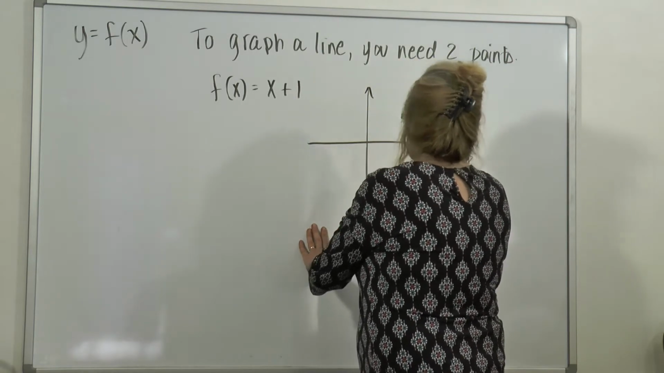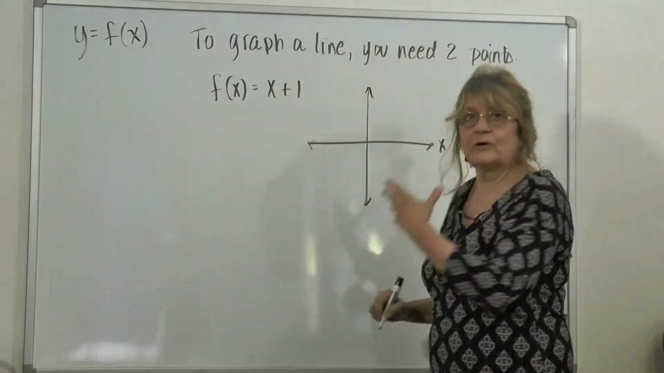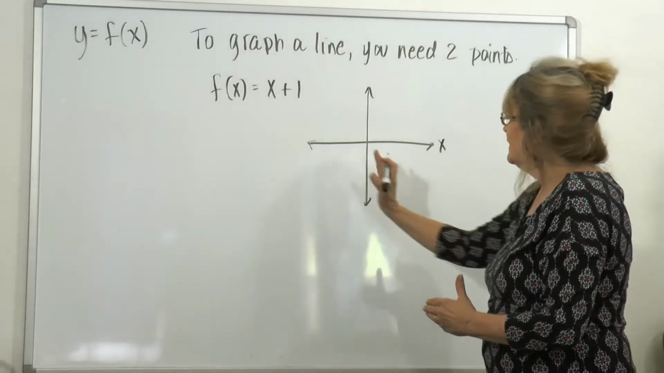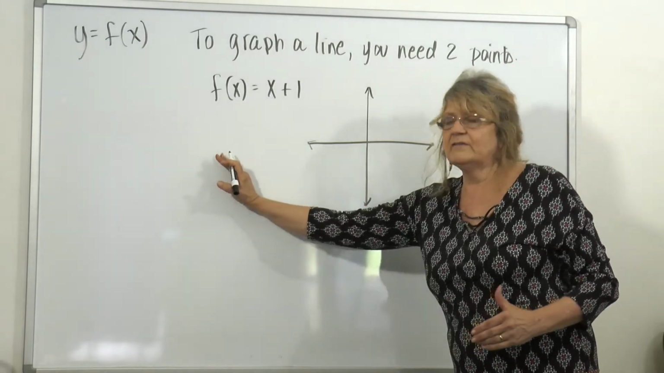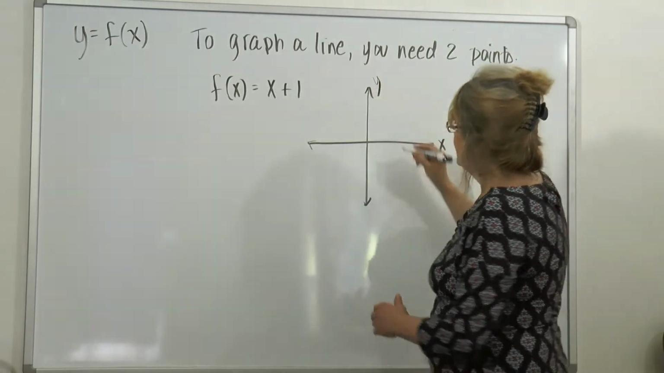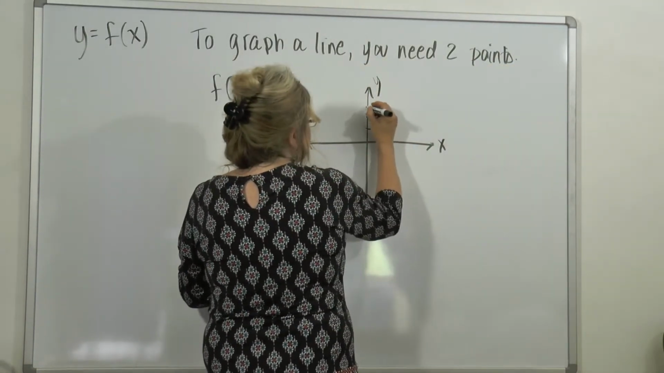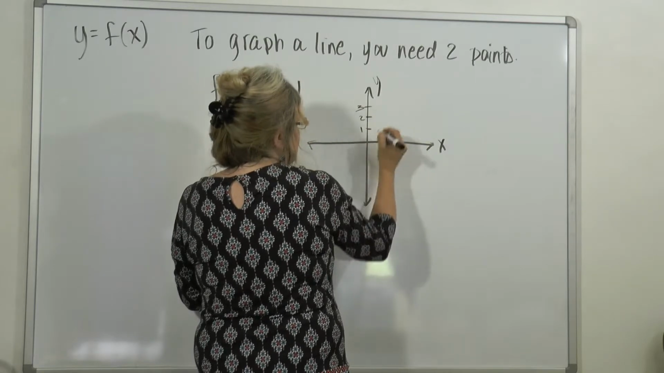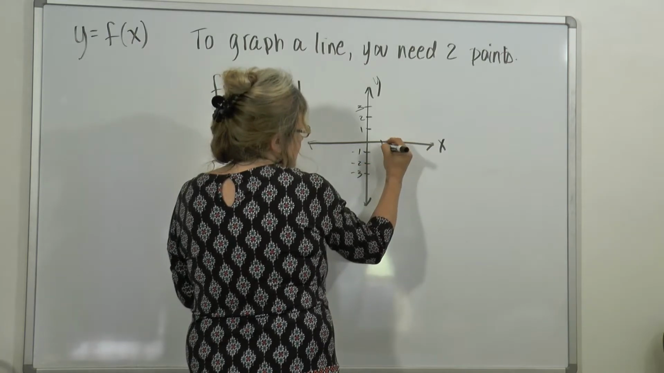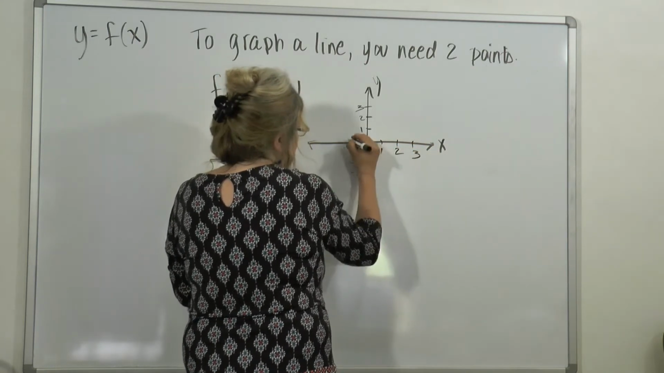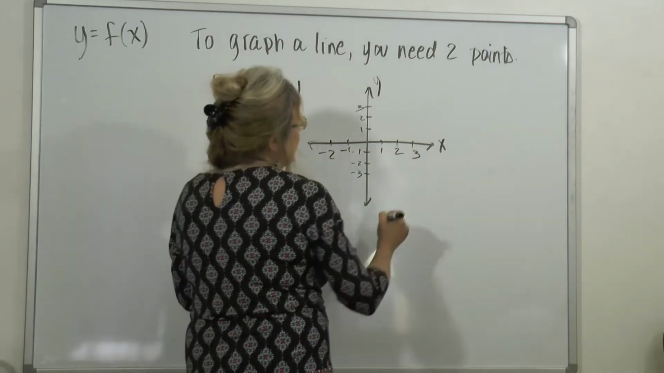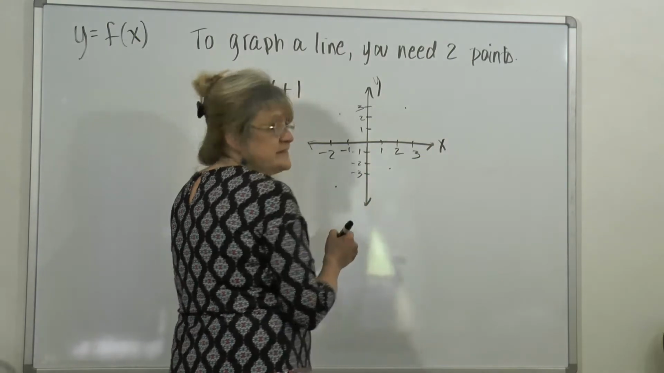Okay, your x-axis down here works just like the number line. Your positive values are here, going all the way to positive infinity. Negative numbers are down here, going towards negative infinity. Zero's in the middle. Your y-axis, your positive values go up. Okay, so 1, 2, 3. Negative numbers are down. You get the picture.